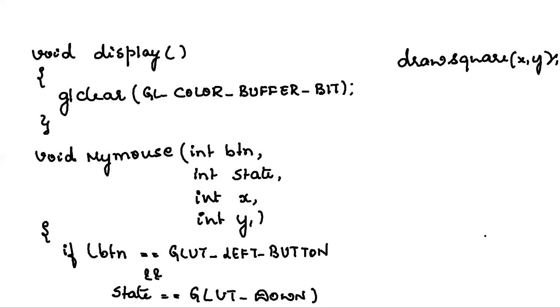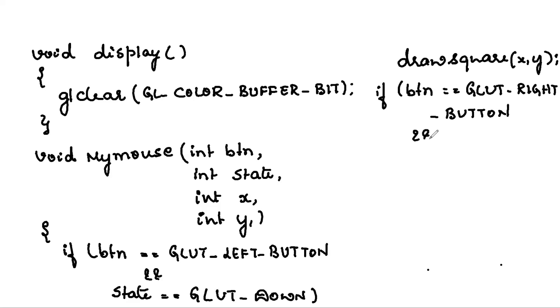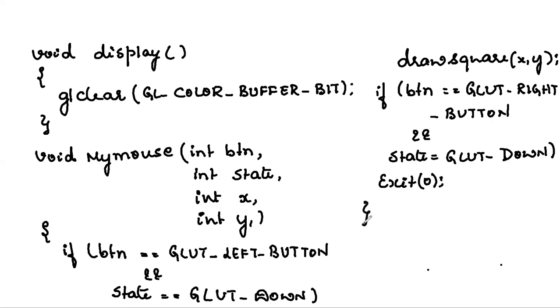Now let us see the second condition. What is the second condition for us? If button is equivalent to the right button. So how do I write it? GLUT_RIGHT_BUTTON. And the second condition for us: state should be equivalent to GLUT_DOWN. And in this case, if the condition is true, then we say exit. So both the conditions are written. Now let us close the function.